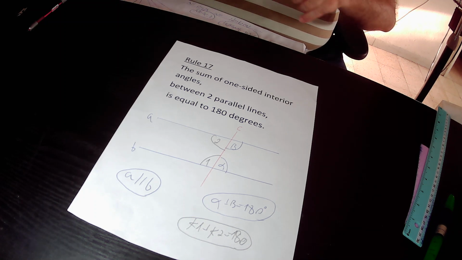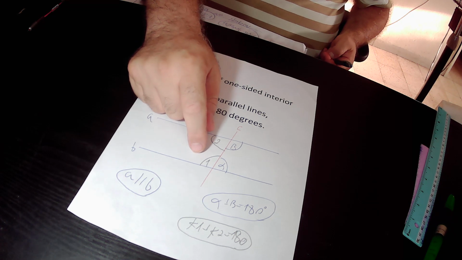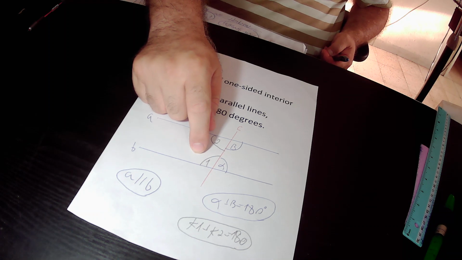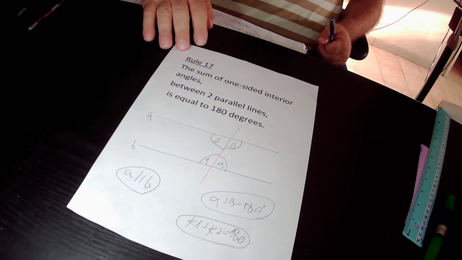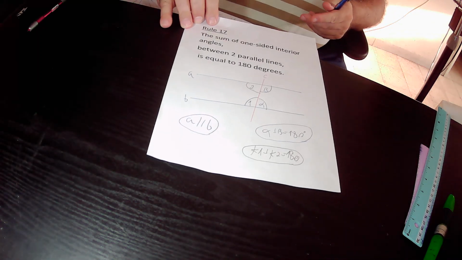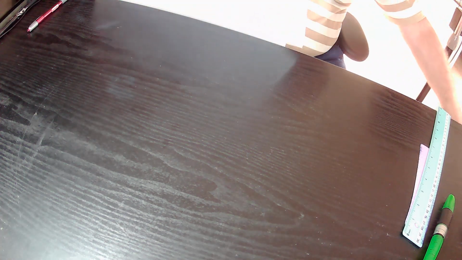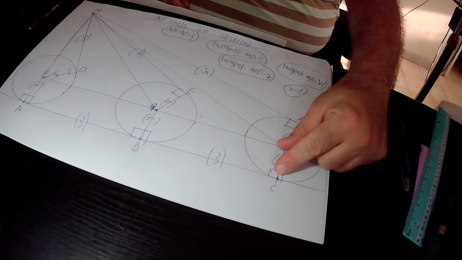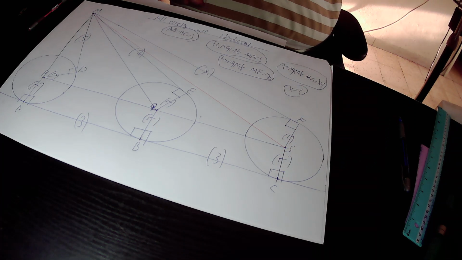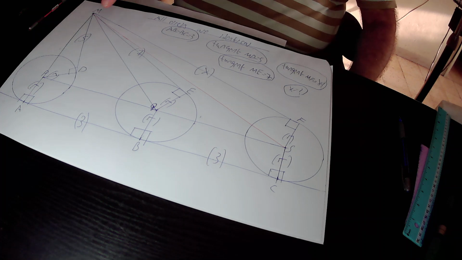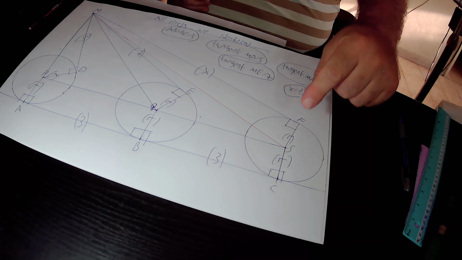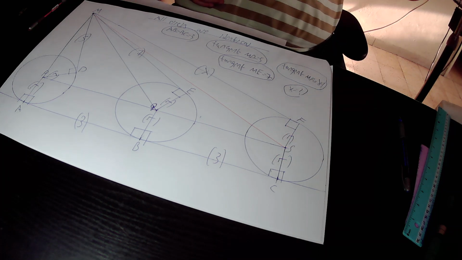The same rule is true for those two one-sided interior angles. The sum of those two one-sided interior angles must be equal to 180 degrees. That is to say, angle 1 plus angle 2 equals 180 degrees. So we can implement rule 17 in our drawing. Why? Because in our drawing, those two angles are also defined as one-sided interior angles, and they are located between the parallel lines PQS and ABC. And therefore, according to rule 17, the sum of those two one-sided interior angles is equal to 180 degrees.